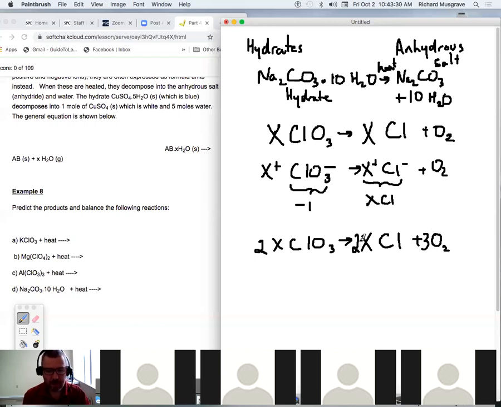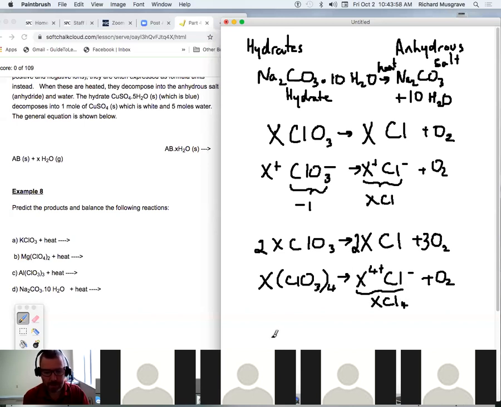Let me give you another example here. So what if you had XClO4? Now what you'd have then would be X plus and Cl minus plus O2. These guys were joined together to give XCl. And again, it doesn't matter what the X is, but I can automatically know the charge because I know that ClO3 has a -1 charge.